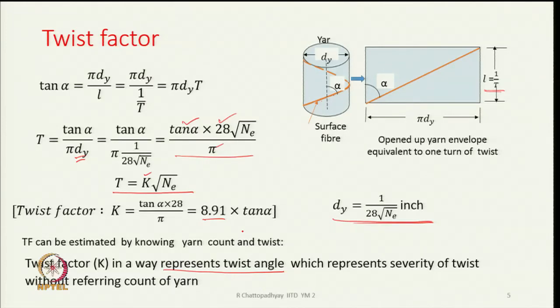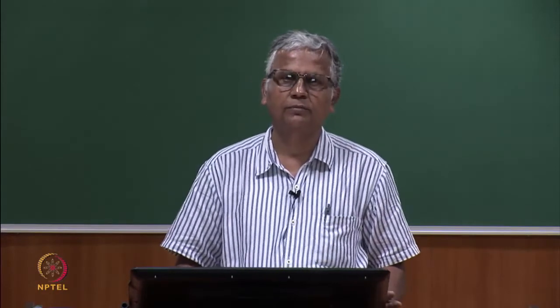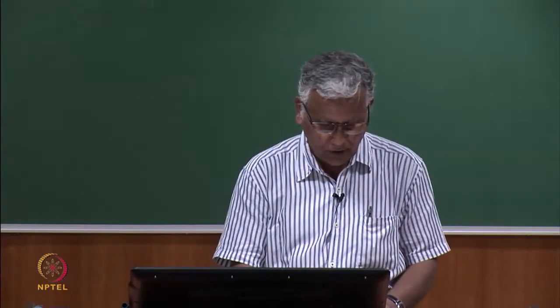So, many a times if we want to compare different yarns in terms of their counts, then you can compare the twist. If you want to compare the twist between different yarns of different counts, then you will compare them in terms of their twist factors. That will give a true idea about the character of the yarn. We cannot really compare in terms of how many twists there are per unit length when the counts of yarns are actually different from each other. So, that is the concept of twist factor.